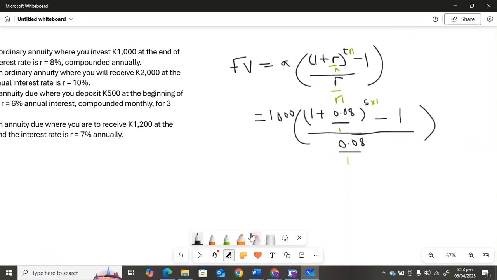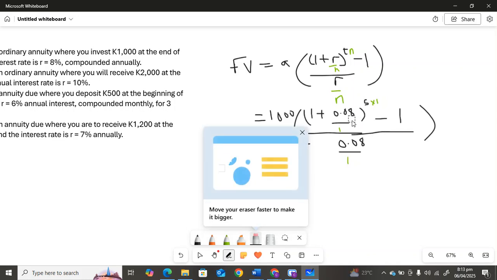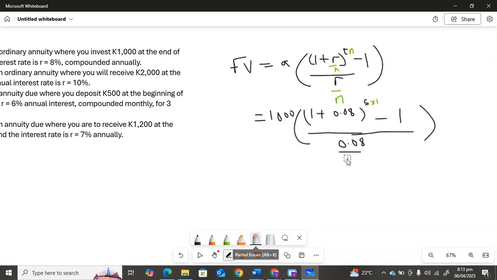Okay, so 0.08 divided by 1, that is 0.08. Even here, 0.08 divided by 1, that is 0.08. 5 multiplied by 1, that is 5. 1 plus 0.08, that is 1.08, to the power 5, minus 1, over 0.08.